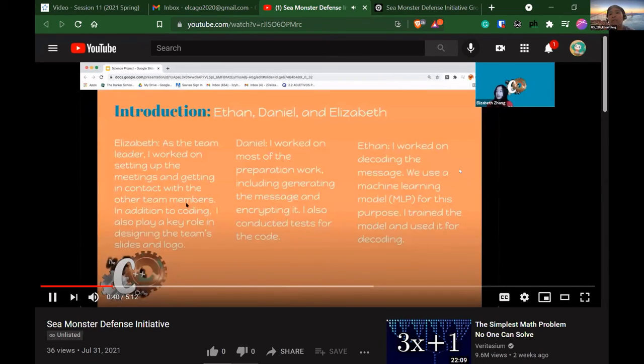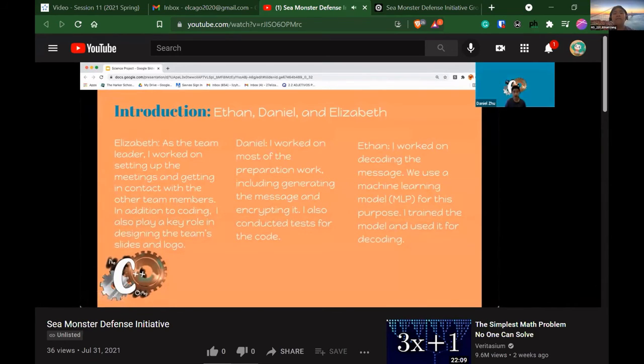As said before, my name is Elizabeth, and as the team leader, I work on setting up the meetings and getting in contact with the other team members. In addition to coding, I also played a key role in designing the team's slides and the logo you see in the bottom left corner. Hi, my name is Daniel. I worked on most of the preparation work, including generating the message and encrypting it. I also conducted tests for the code. Hi, I'm Ethan. I worked on the decoding and twisting of the message. We used a machine learning model, MLP, for this purpose. I trained the model and used it for decoding.